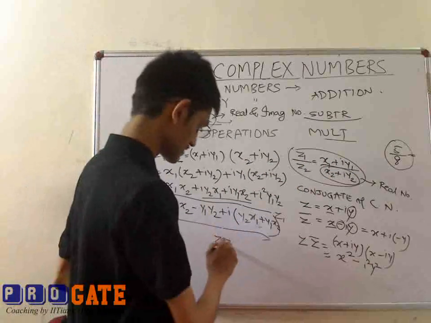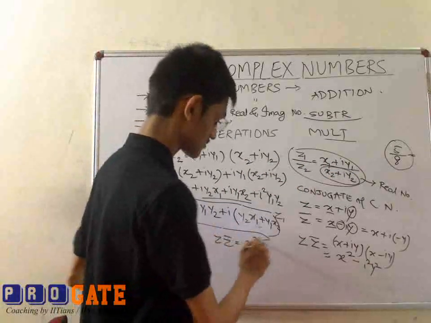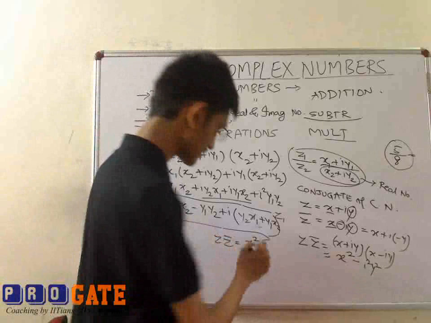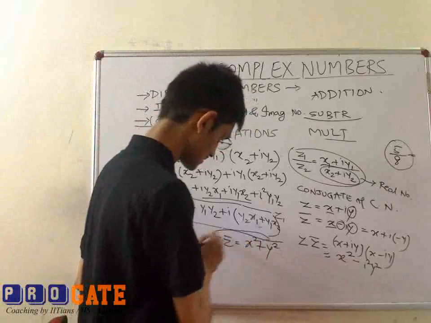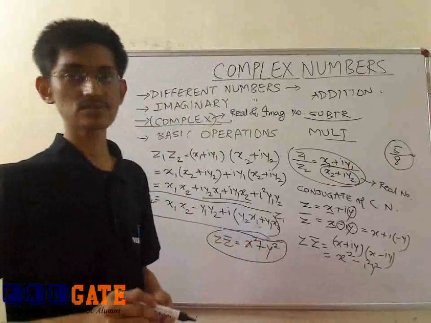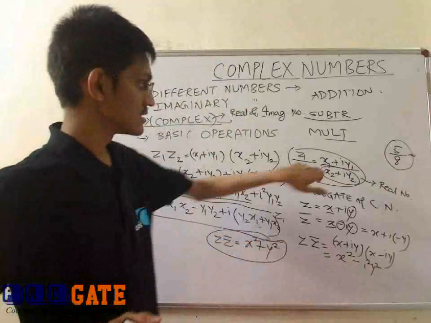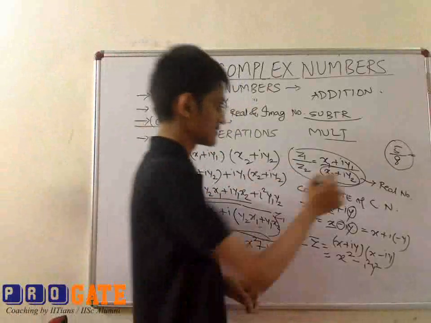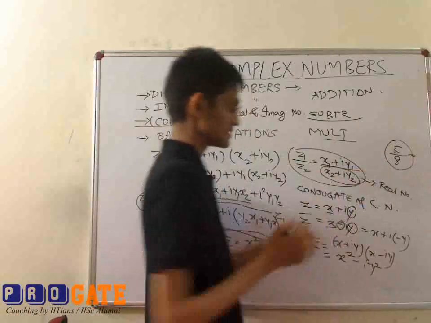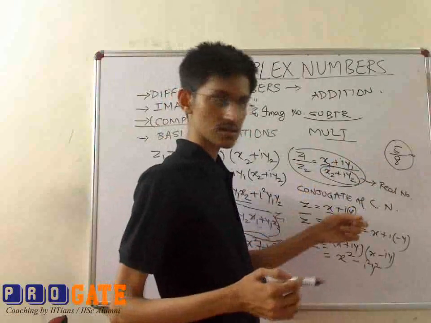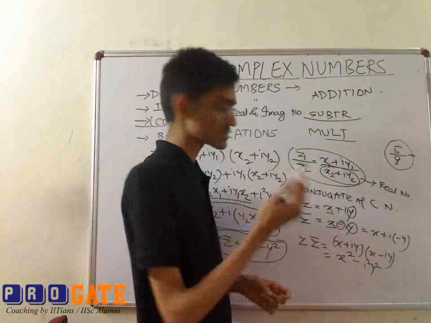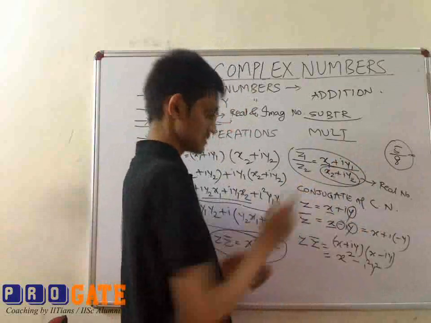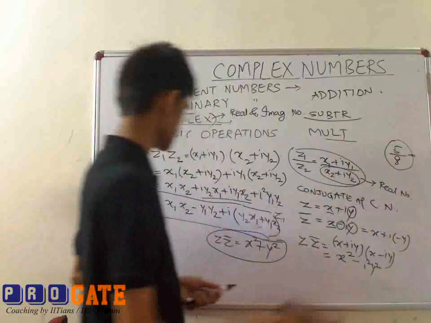So what would z into z bar become then? It would be x square. You know i square is nothing but minus 1, so that would give you x square plus y square. Same thing, we go for division of z1 by z2 by multiplying with the conjugate of the denominator. So let's take an example and solve the problem.